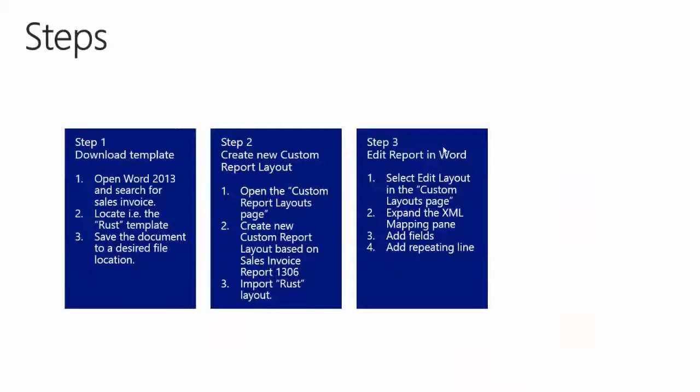We will select edit layout in the custom report layout page. We will then insert the content control, for example the company address and line item. We will expand the XML mapping pane found in the developer tab. In a previous video I explained how to enable the developer tab, so I will not explain here how to enable this. To add the field, we need to right click and select insert content control, and then we'll choose plain text. For the line table, we will need to right click and select insert content control, and then choose repeating.